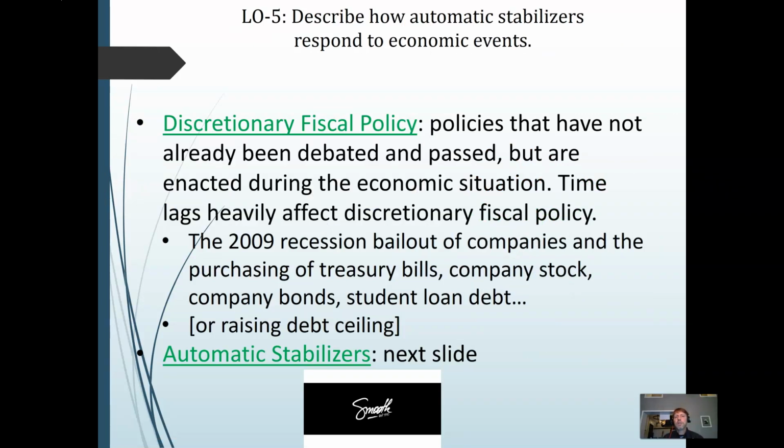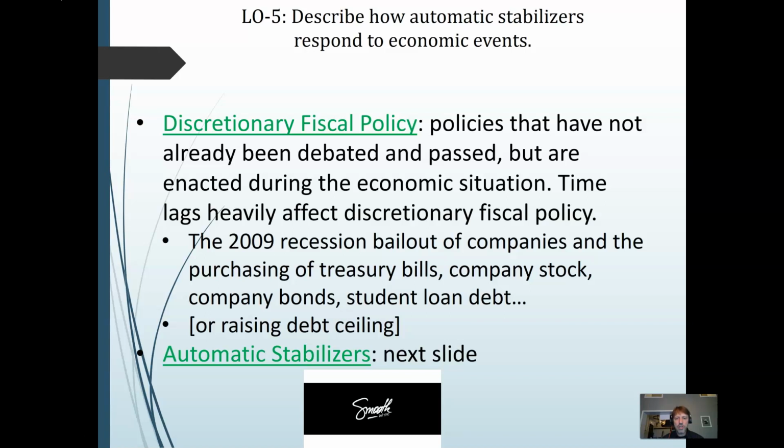Discretionary fiscal policy has to do with debates and passing of legislation and decisions made by government. An example of that in 2009 was the bailout of companies, the purchasing of treasury bills and company stocks and bonds, and even student loan debt, and raising the debt ceiling. Those were all things that Congress had to vote on and pass. Otherwise, they wouldn't happen without an explicit decision.